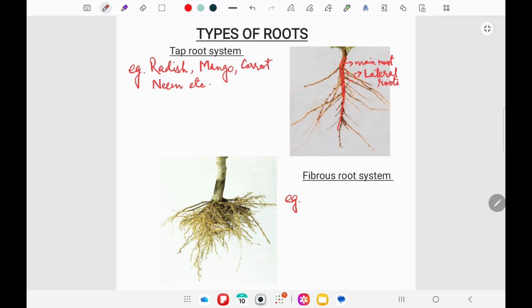Now, the next type of root system is the fibrous root system. In this type of root system, the roots arise from one central place and they are more or less of the same thickness. See, you can see all the roots arising from one point and they all are of nearly the same thickness. This type of root system is called the fibrous root system, and it is present in rice, grass, banana, etc.